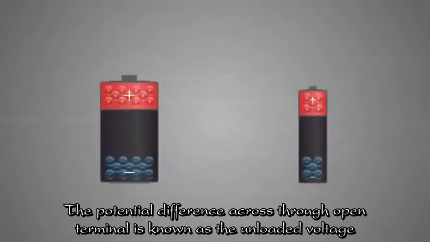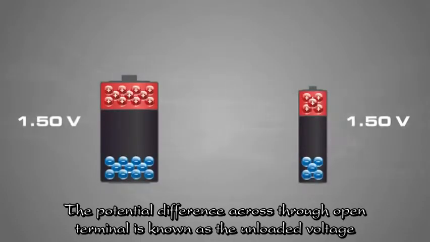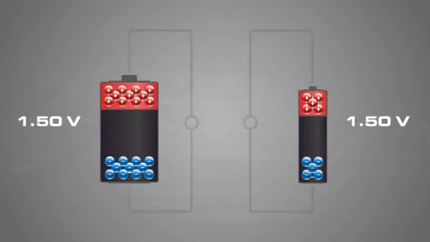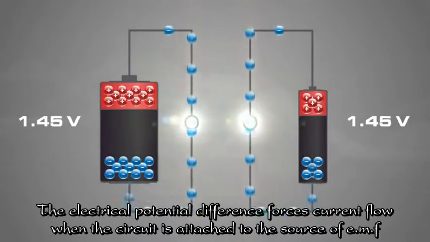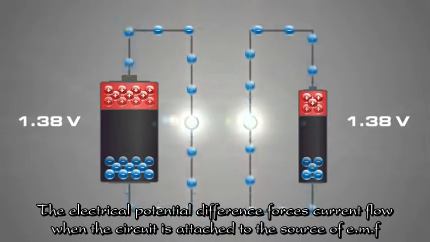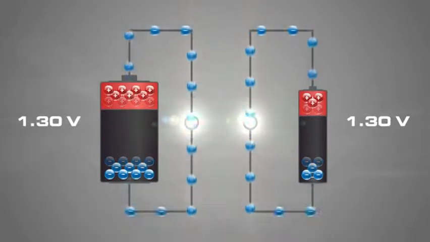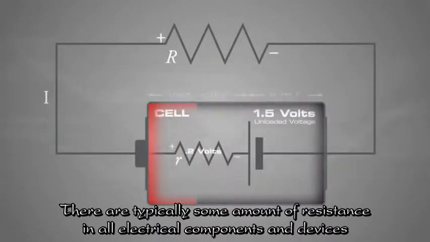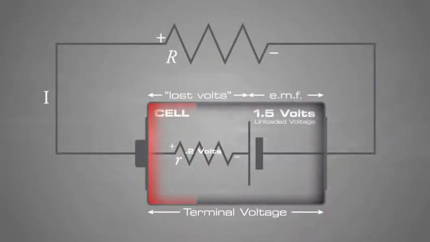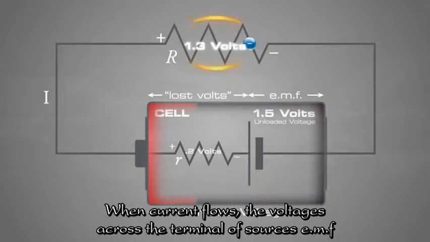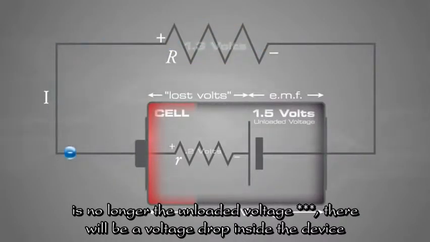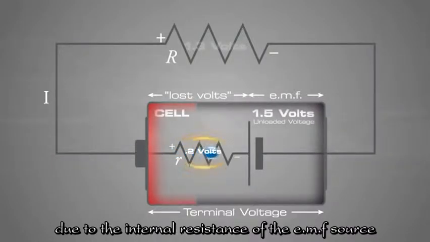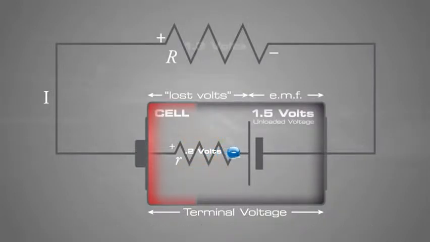The potential difference across 2 open terminals is known as the unloaded voltage. The electrical potential difference forces current flow when a circuit is attached to the source of EMF. There is typically some amount of resistance in all electrical components and devices. When current flows, the voltage across the terminals of the source of EMF is no longer the unloaded voltage value. There will be a voltage drop inside the device due to the internal resistance of the EMF source.